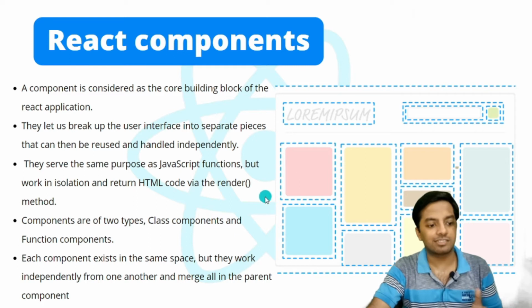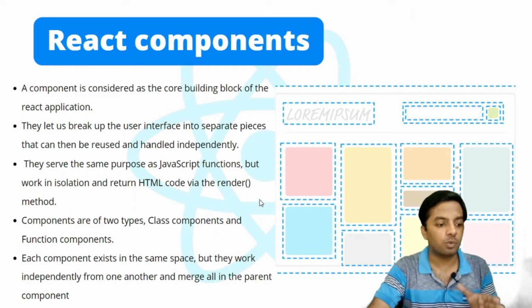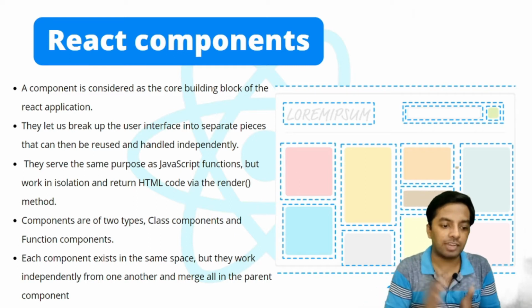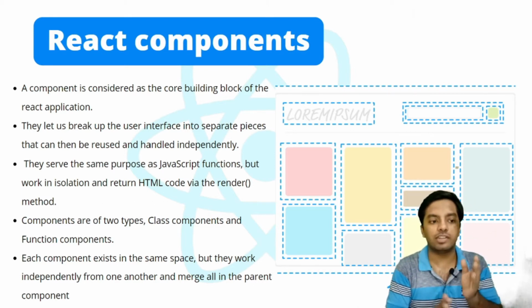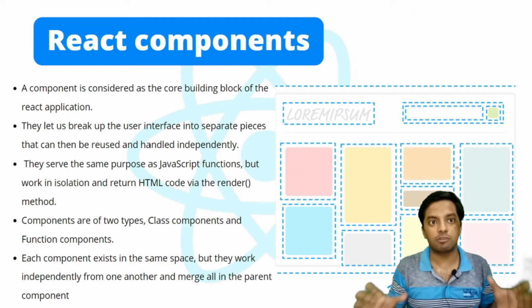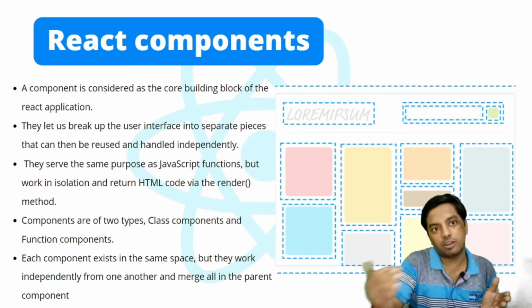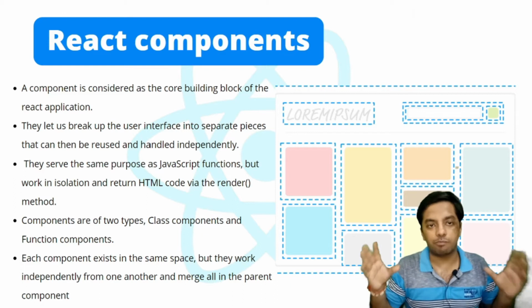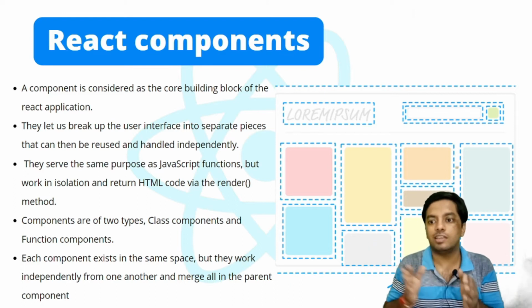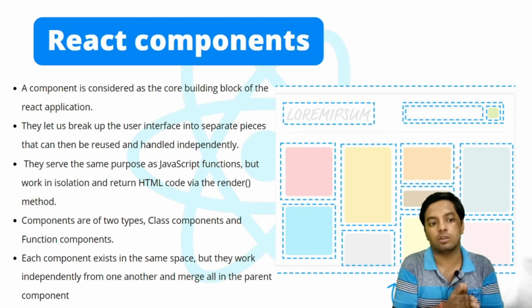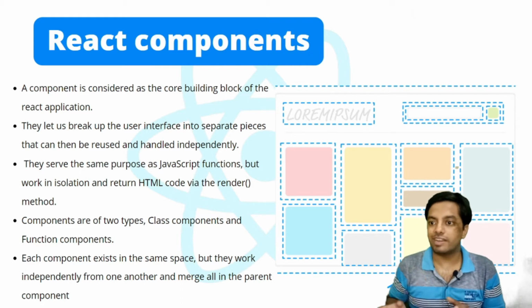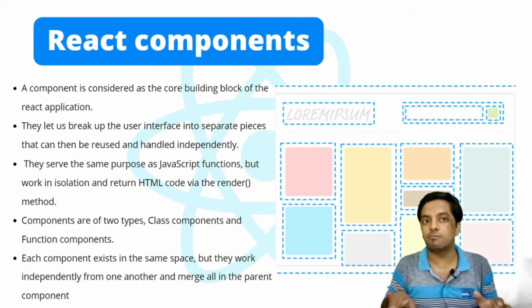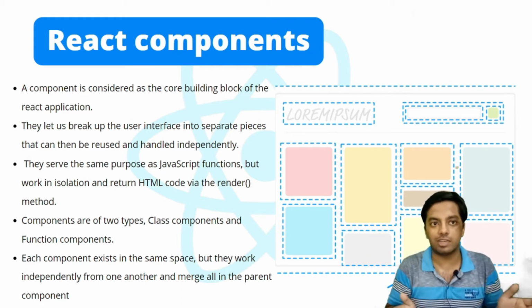Each component exists in the same space, but they work independently from one another and can all be merged in the parent component. In the very first video we saw that different components in React are merged together without affecting one another's code. If five persons are working on the same code, they could write different components and merge them without affecting anyone else's code. So this is the main feature of React, the components. Different people write different components and those components are merged in future without affecting anyone else's code.